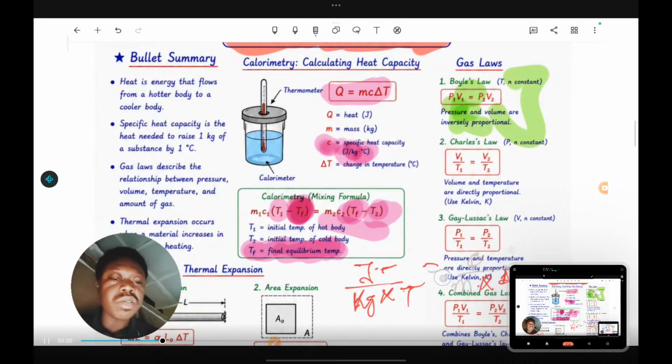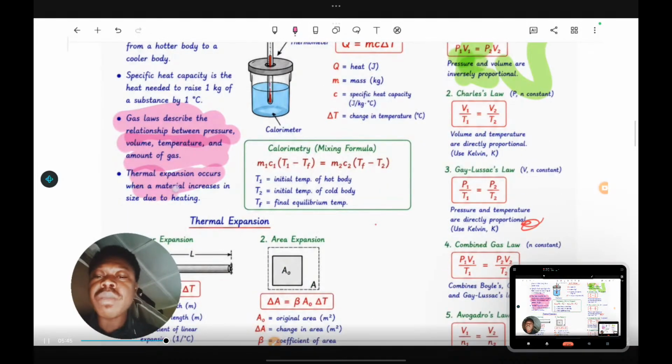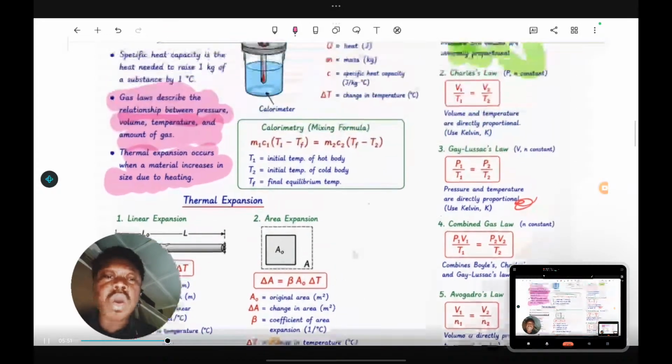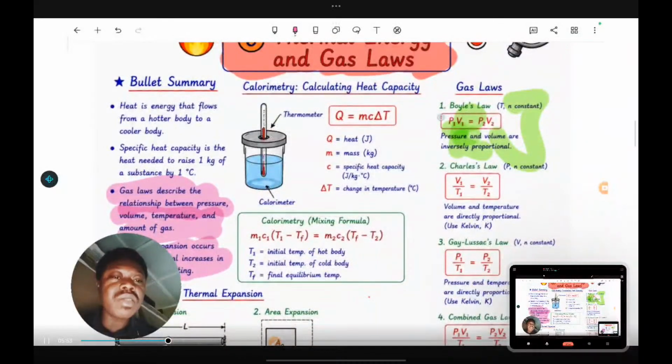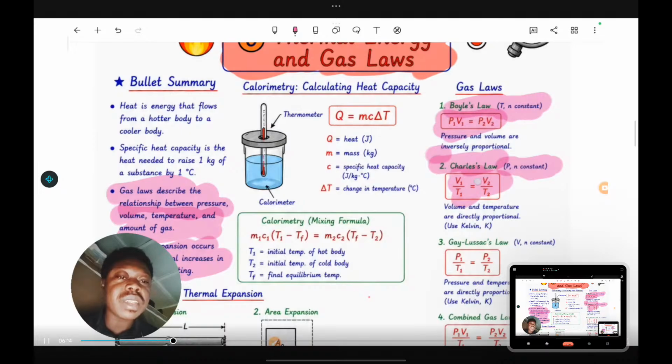Are you getting this? So that is how you get your formula. In case of expansion, it occurs when a material increases in size due to heating. Now all this occurs because of heat. Now let's say V and T are present. So the constant will not be in the formula. The constant will be eliminated.